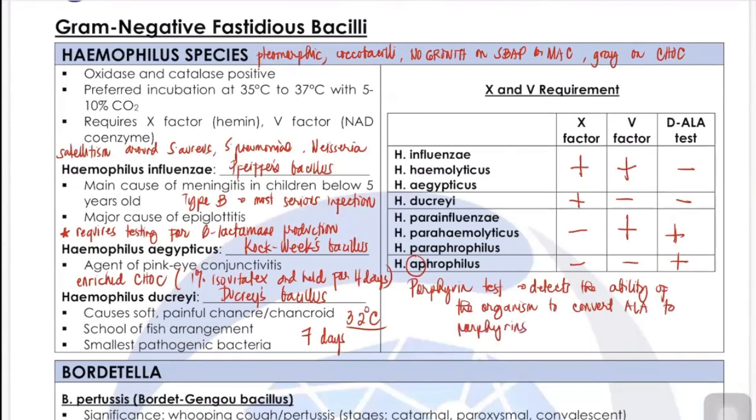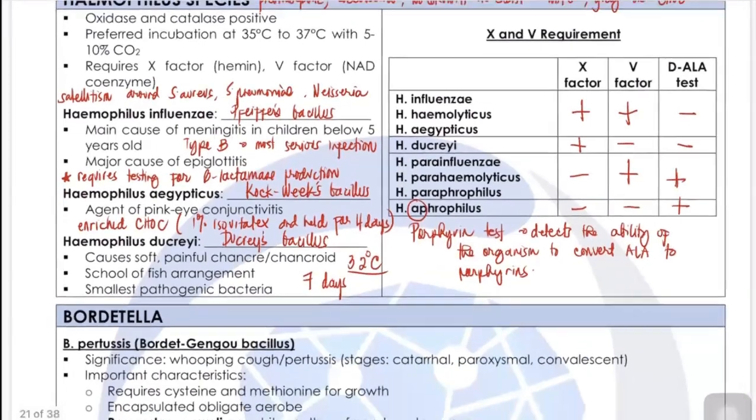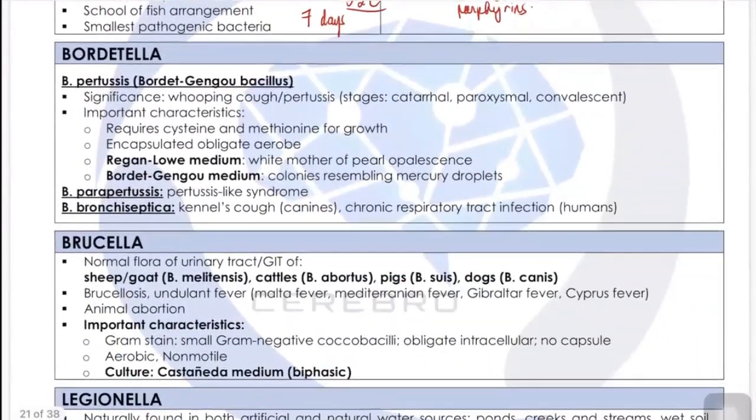Okay? So take note, if the organism requires X factor, it means it is ALA negative. But if it does not require X factor, it is ALA positive. Okay? Now, let us proceed to Bordetella. For Bordetella, we have here 3 organisms that we will differentiate. We have Bordetella pertussis, parapertussis, and bronchiseptica.